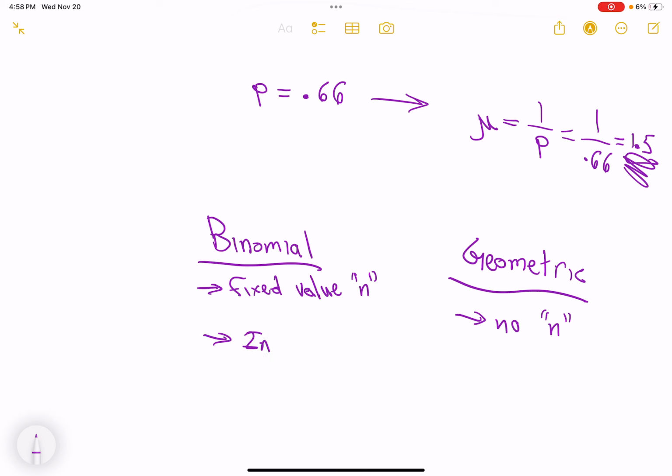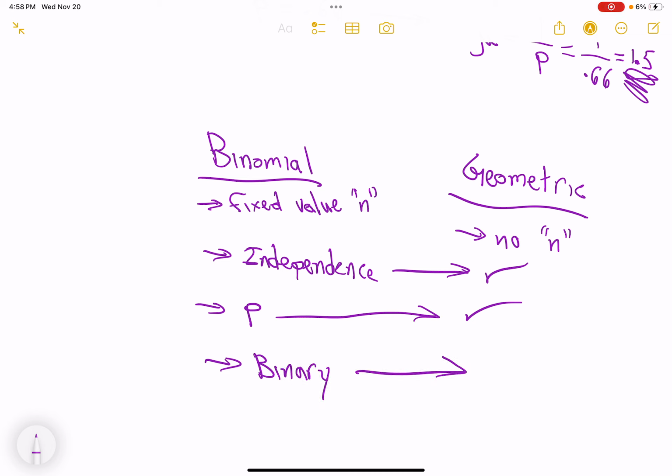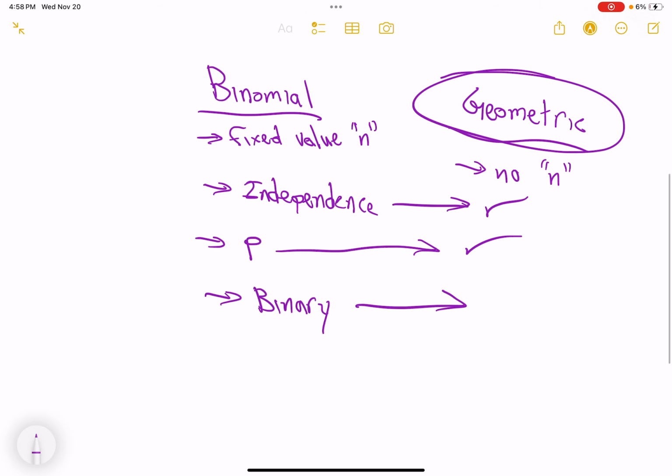We still want independence. We still want a consistent probability, and we still need a binary, success or failure, whatever that may look like. Otherwise, they're the same. So the big difference, and the 2 things that we should look out for with geometric, are, what are the odds that I find success on the 4th try, the 12th try, the 1st try? That's a geometric question. And another geometric question is like the one we just saw, for expected value, which is how many people would I expect to have to ask before I get a success? Or how many trials would I expect to have to run before I hit a success?